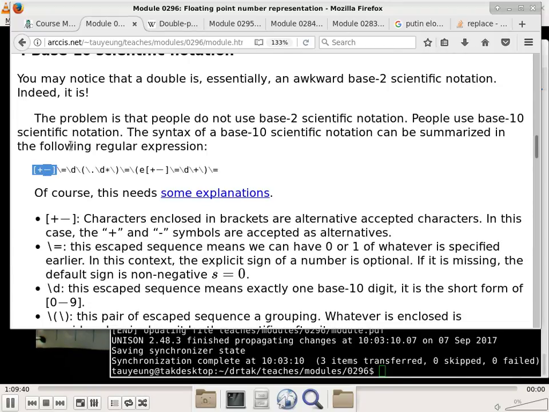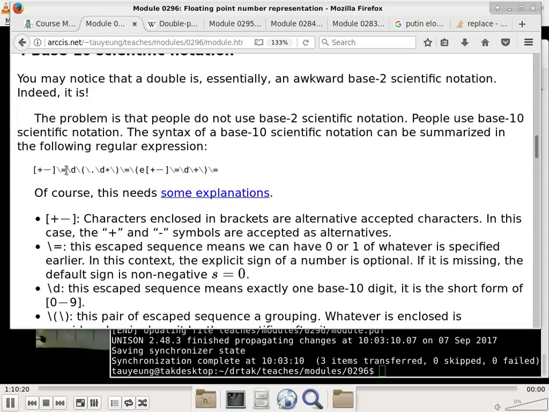Square brackets are used to enclose alternative characters. So when you see the square bracket around plus minus, it means whatever is here can be a plus or a minus. Okay. \= means whatever is before this. This is a quantifier, by the way. It specifies whatever is before this can occur 0 or 1 time. In other words, whatever is before this is optional. So the explicit sign of a number is optional. That's basically what this part is saying.